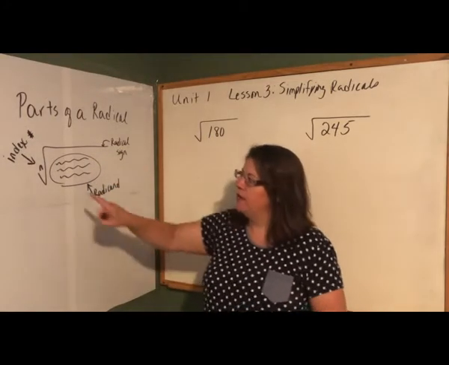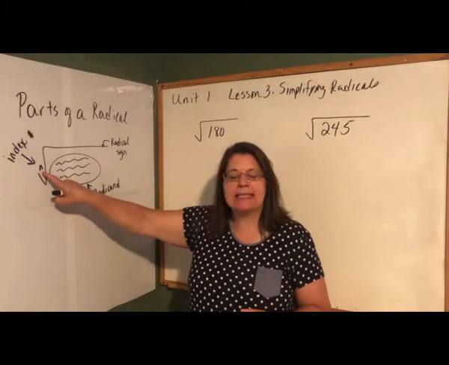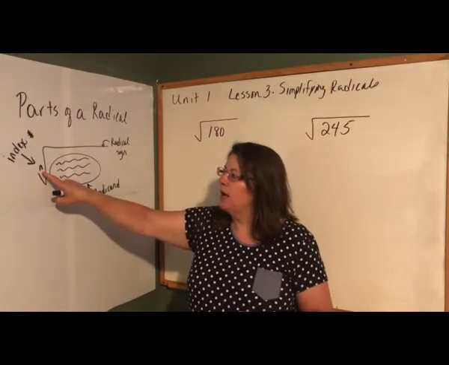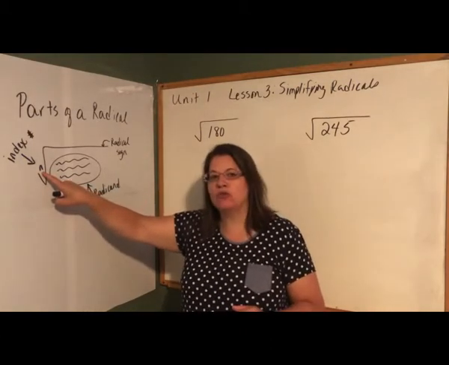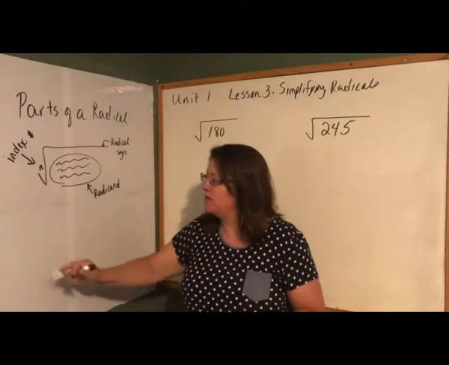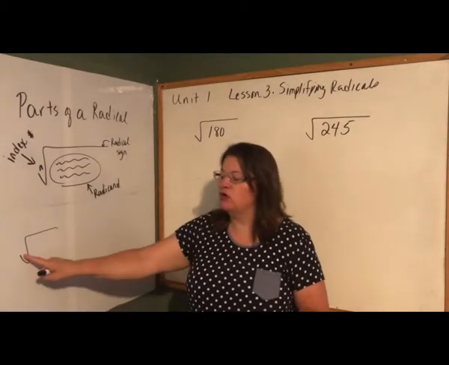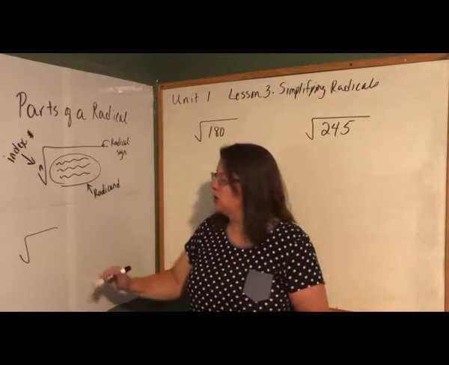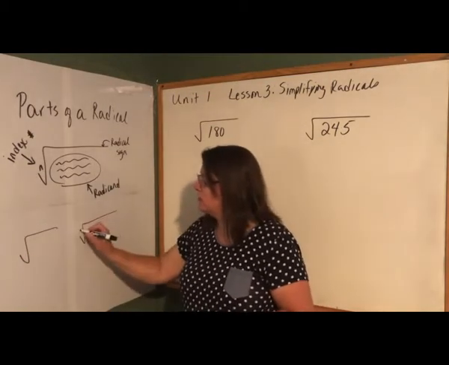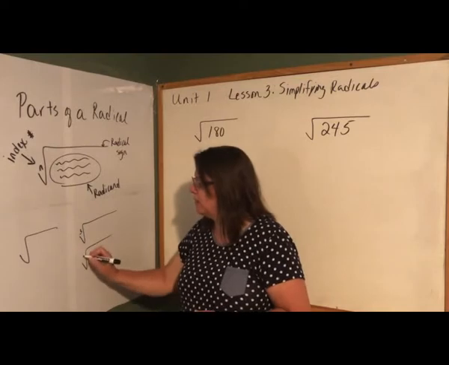There sometimes will be a number right inside the little radical symbol. And that number is called your index number. Now, if there's nothing there, like it looks like this, then the index number is understood to be a 2, so it would be a square root. For all other radicals, there would be a little number in there.